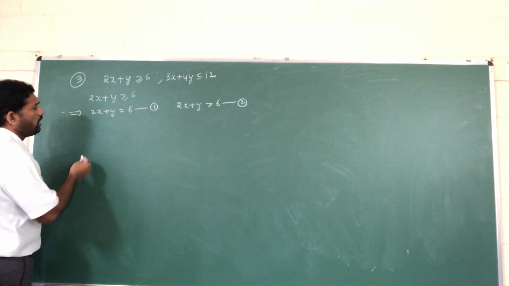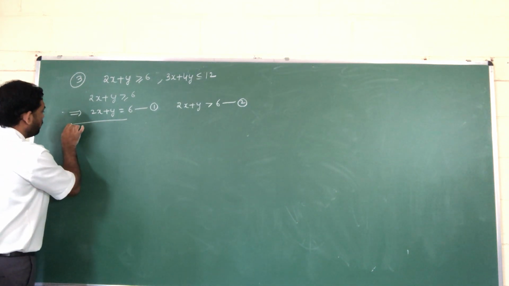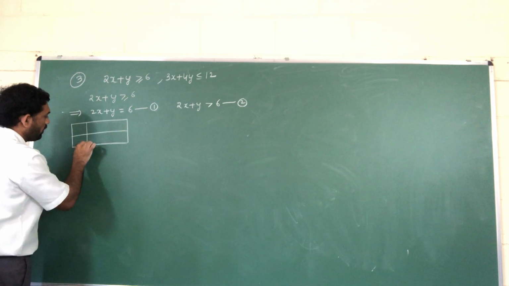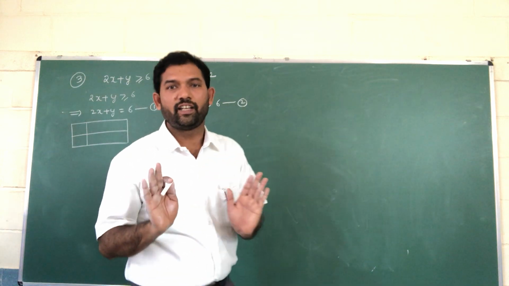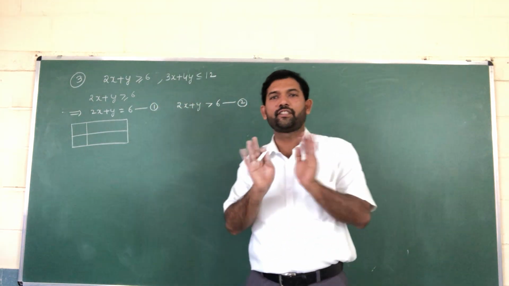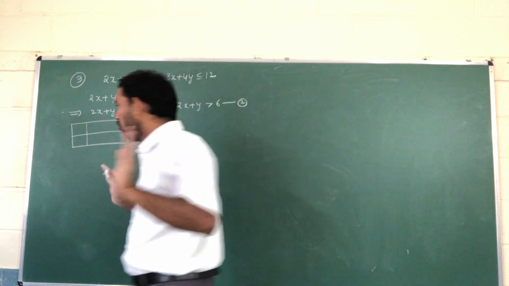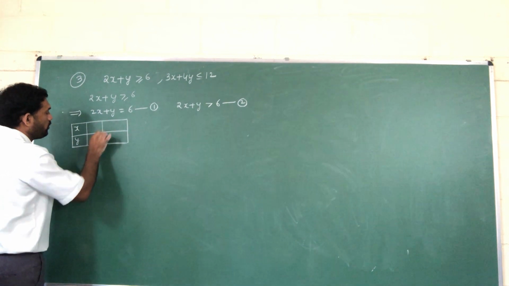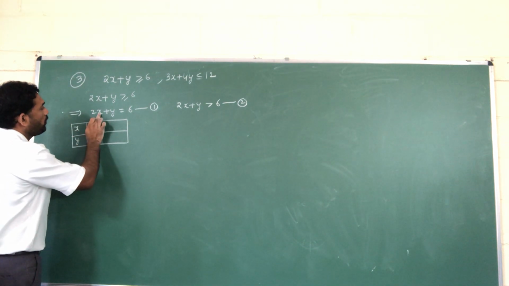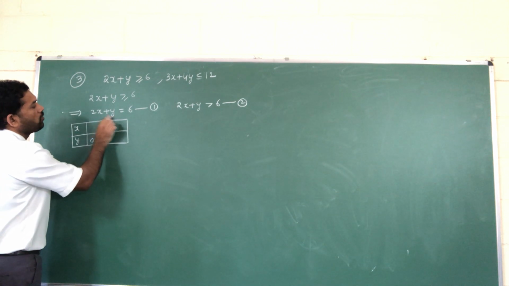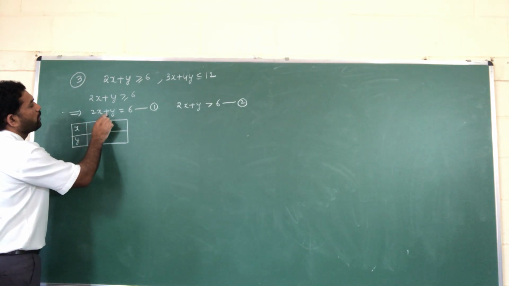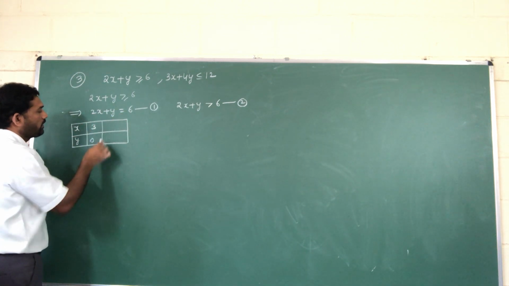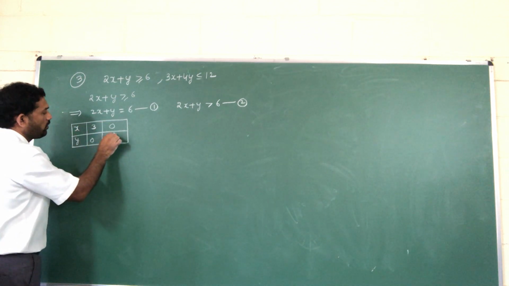Now, for equation 1 you have to take a table, same as the previous model. All procedures are the same, no variation. Listen carefully. x, y. Put y equal to 0. What happens? 2x equal to 6. Substituting here, 2x plus 0 is equal to 6, so 2x equal to 6, x equal to 3. Next, x equal to 0, so y is equal to 6.